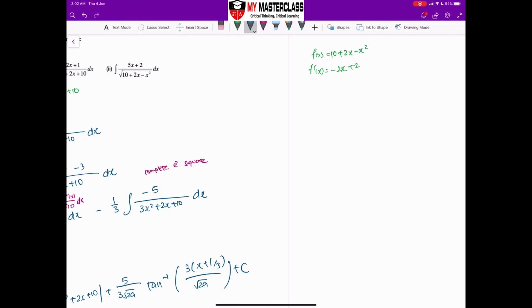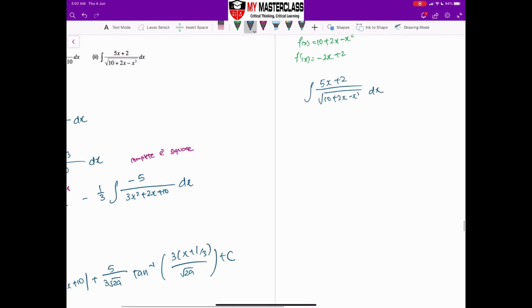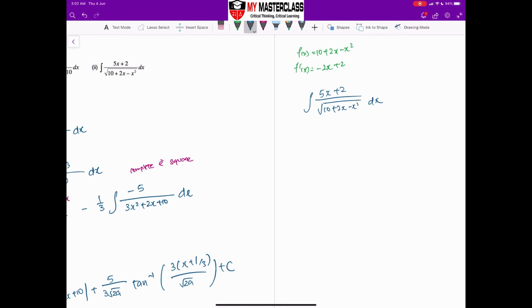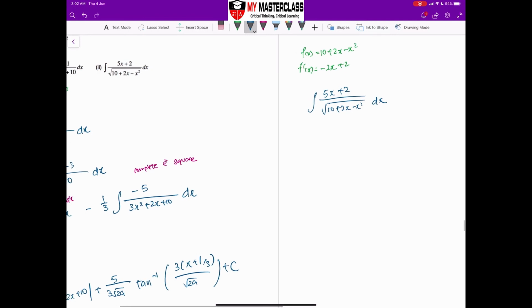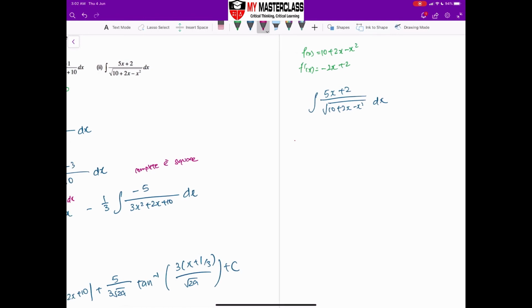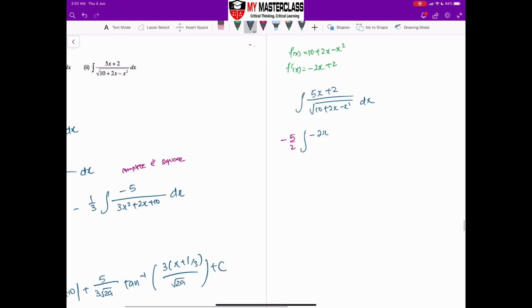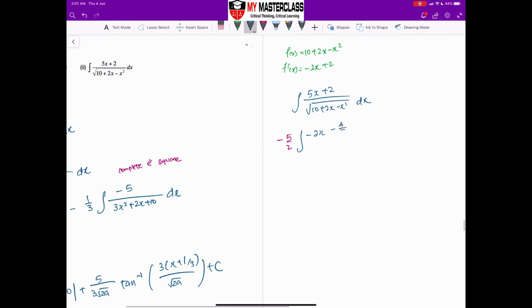So same thing, the first step is to always make the coefficient of my x the same. So from 5x plus 2, I need a minus 2x. If you cannot visualize, I generally bring out a 5 first. If you can visualize, immediately I will just need a negative 5 over 2 to give me my negative 2x. And take note your plus 2 will become negative 4 over 5, then plus 2x minus x squared.